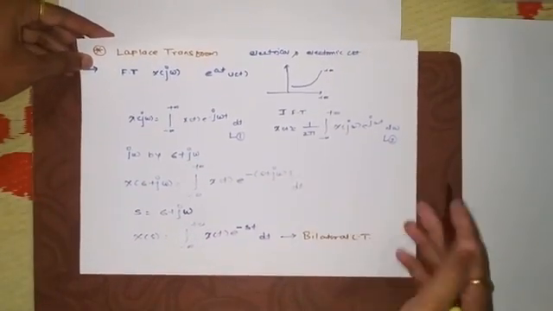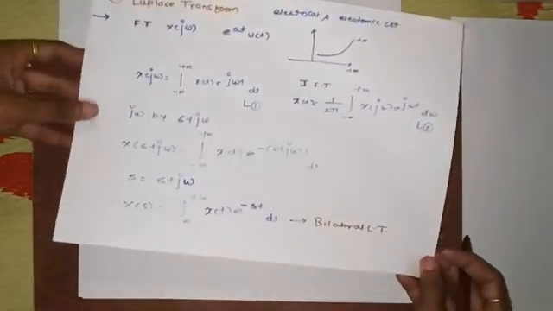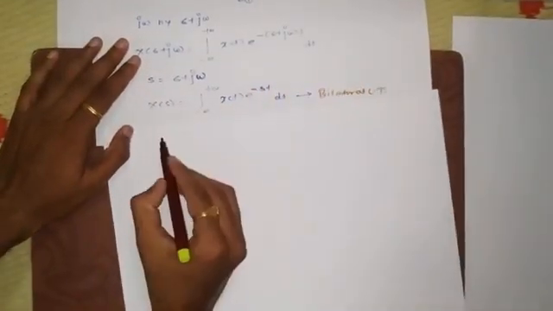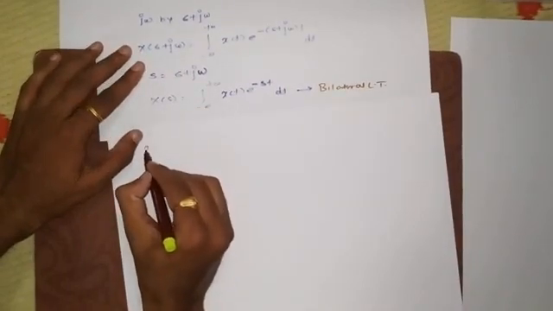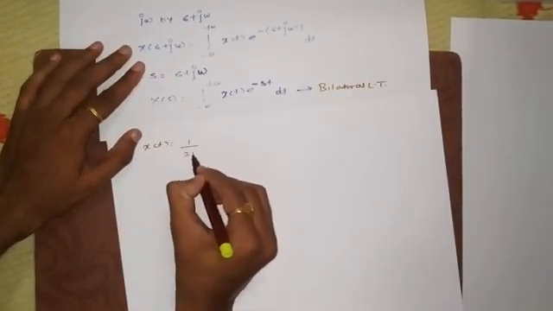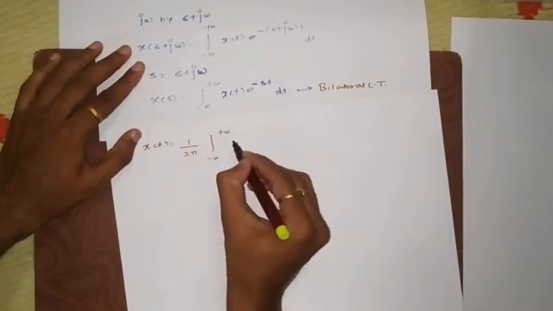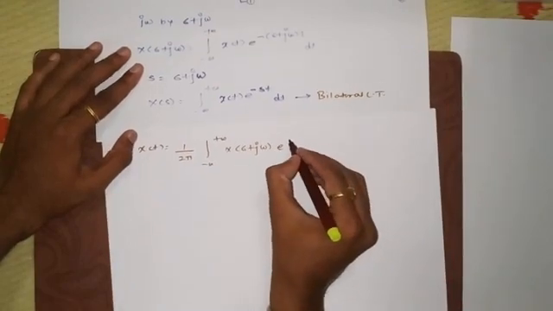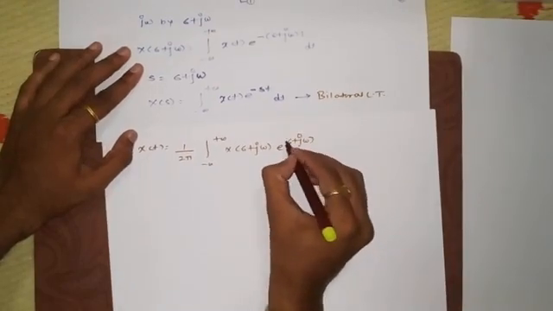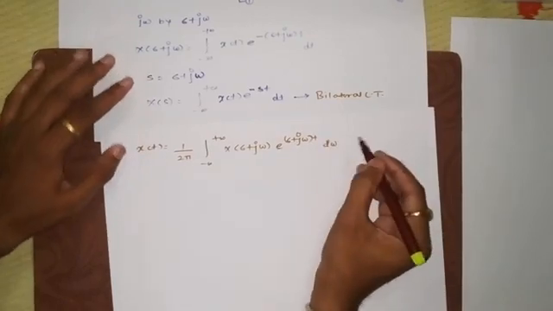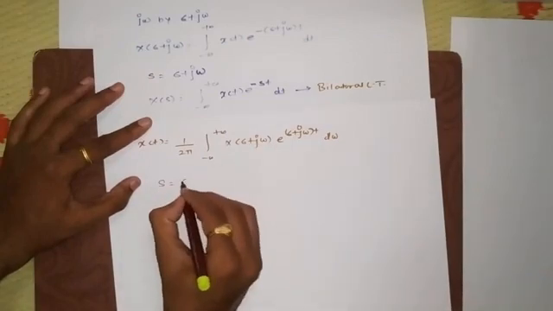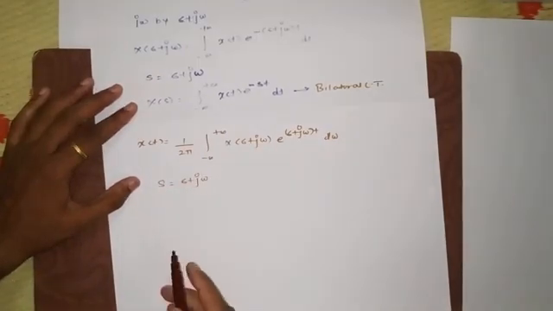Now we'll come across how to find its inverse Laplace transform. So we'll make the same change in the inverse Fourier transform equation. You can see again we'll try to replace it. So we'll get x of t equals 1 upon 2 pi integration X of sigma plus j omega into e raised to sigma plus j omega t into d omega. Now we'll substitute this sigma plus j omega, that is nothing but s, by s.